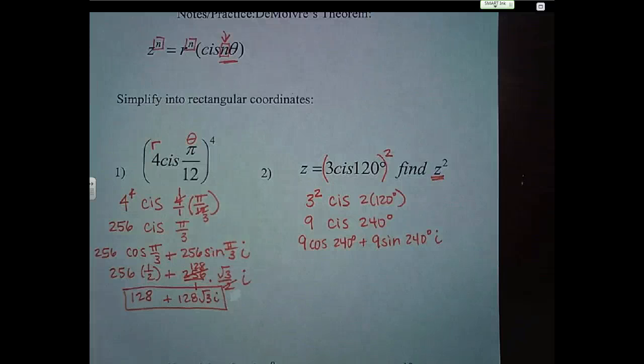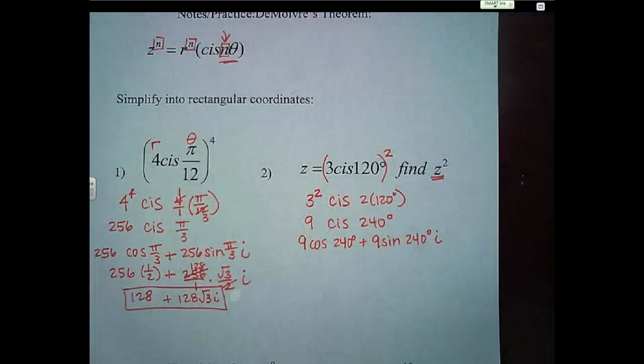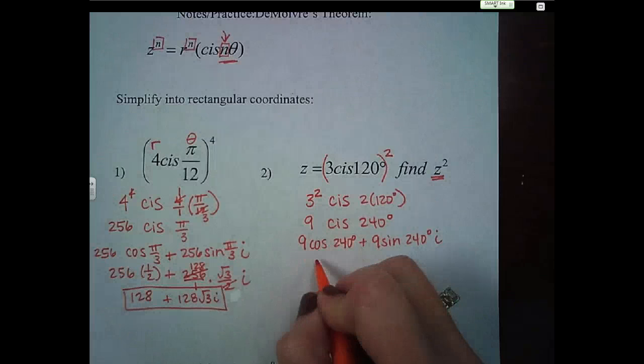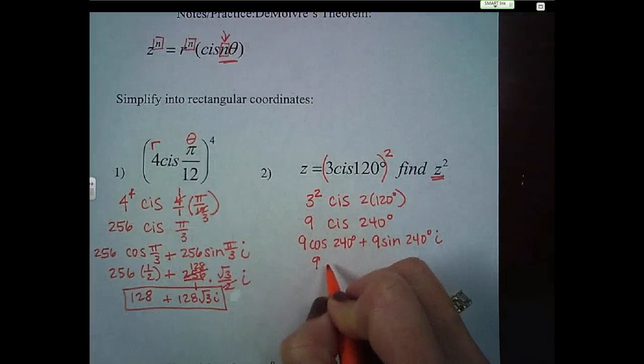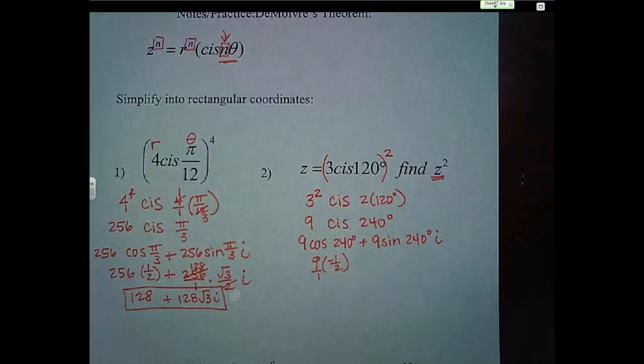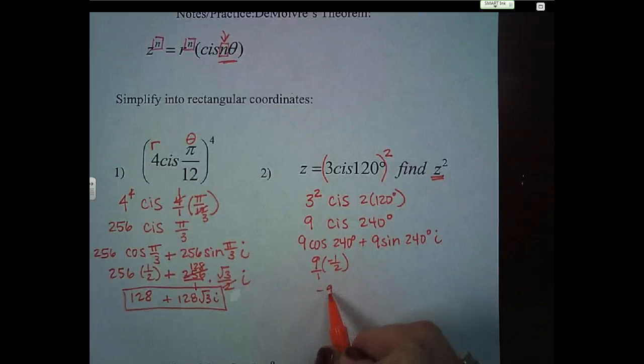What's cosine at 240? -1/2. Okay, so then I now have 9 times -1/2. I'm going to go ahead and put the 9 over 1. So you end up with -9 over 2.